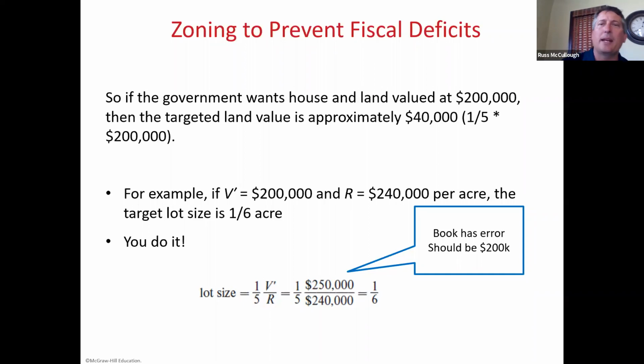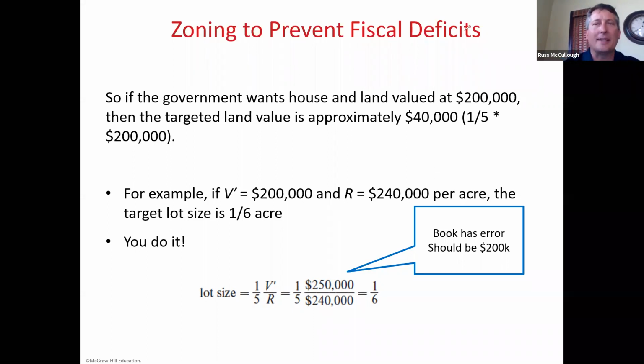And the book did make an error that I found after looking a little closer, so you might take note of that. Their presentation I didn't think was real clear. So this here should be 200,000, and then their math works out. So if you guys take out your calculator, go ahead and prove it to yourself.